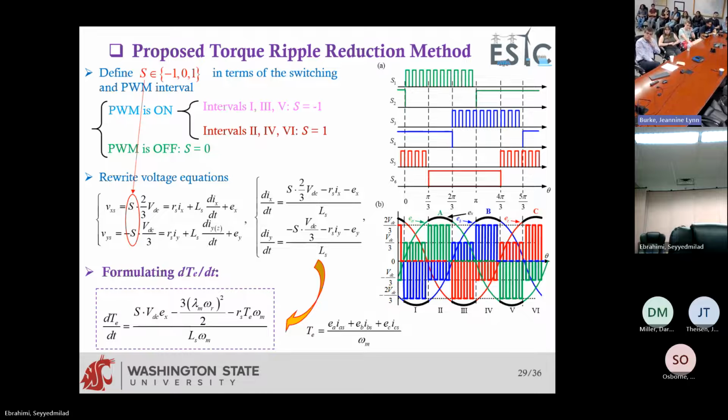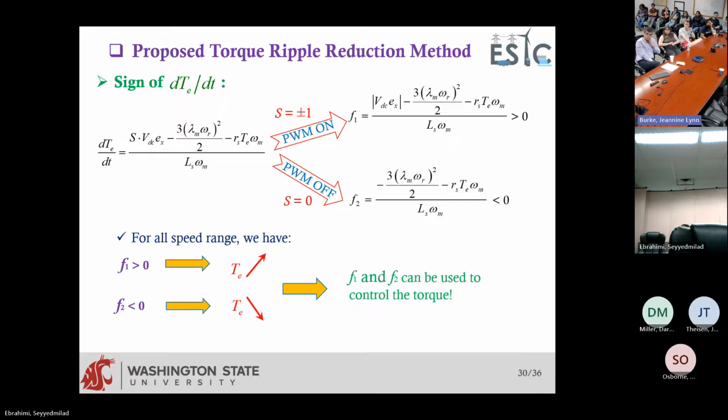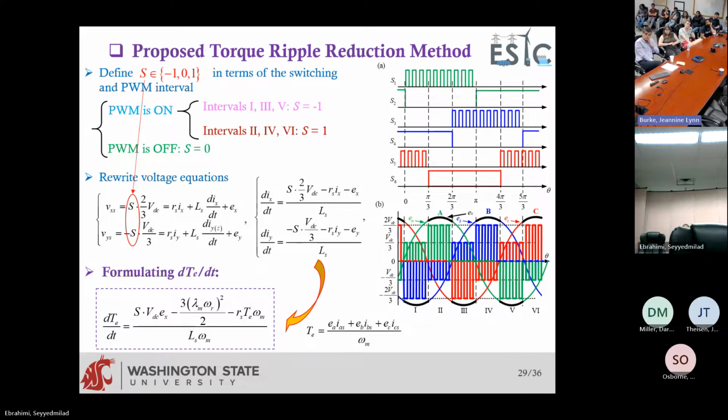What happens is, if you analyze this equation in every sector, you'll see that this term is always not only positive, but also always greater than this second term. This third term, because it's multiplied by resistance, is small, so you can ignore it. Whenever S is equal to plus or minus 1, it means that the PWM is on. So this term will be equal to a positive number, right?